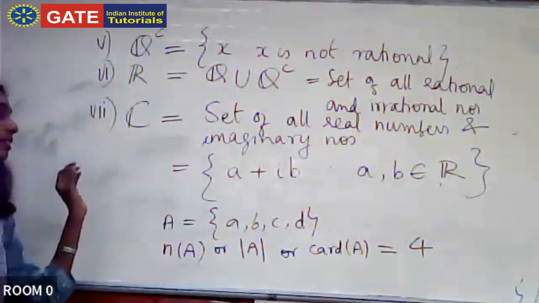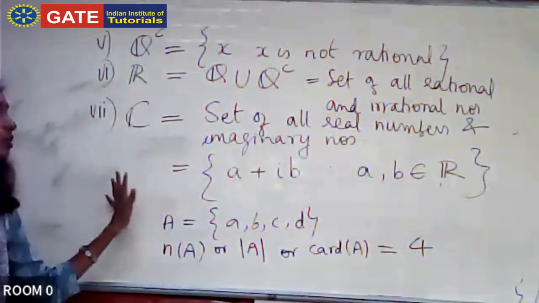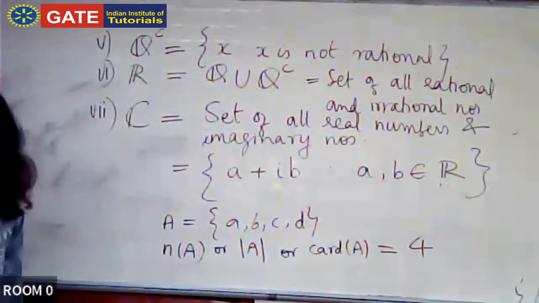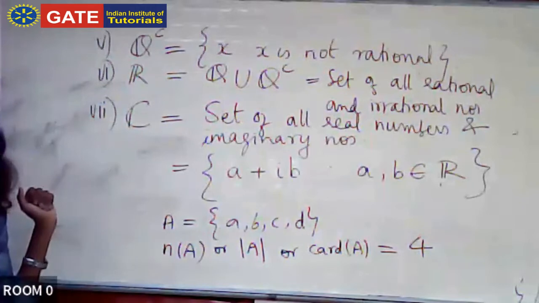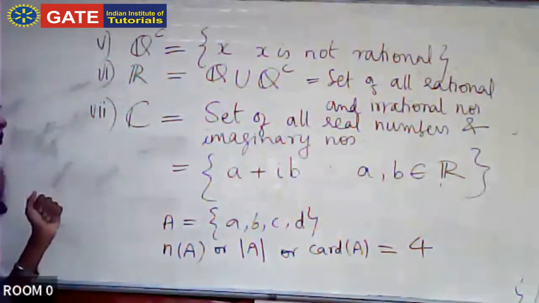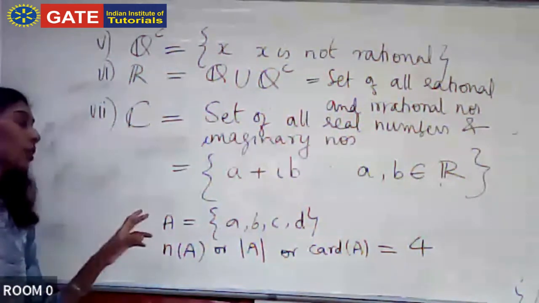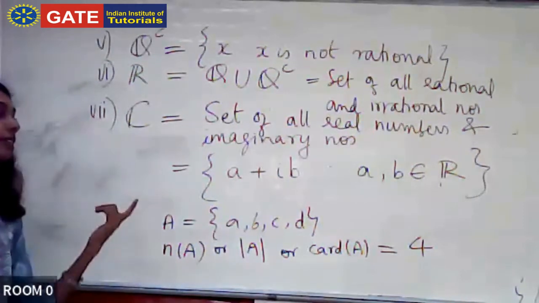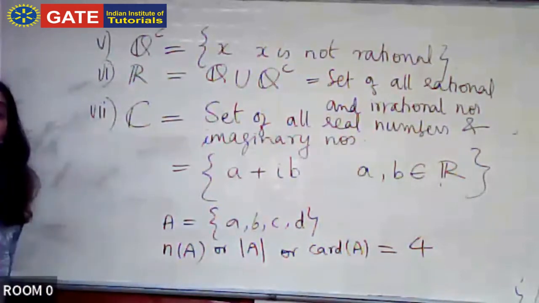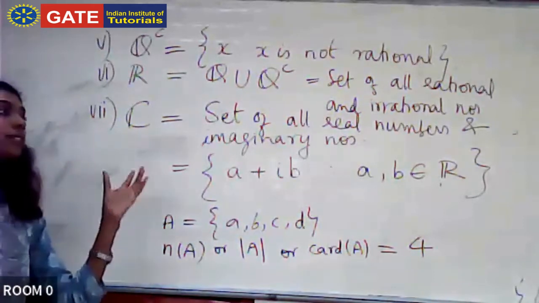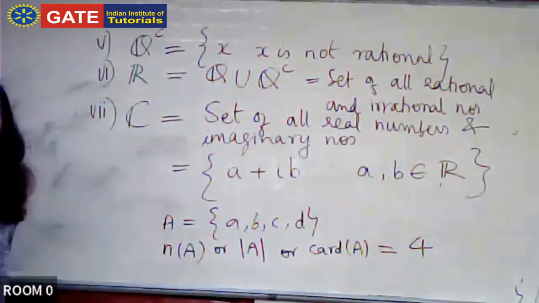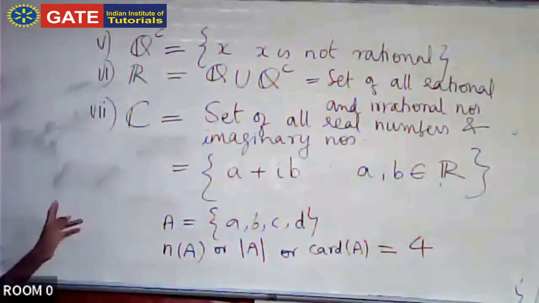But what if I take an infinite set and ask you how many elements are there inside it? Then what can you say? For infinite sets, it is not possible to count. But there is another way to talk about their cardinality. Then we will introduce what are called countable and uncountable sets. Within infinite sets themselves, there are two types: one is called countable and one is called uncountable. We will see all those things in a while.